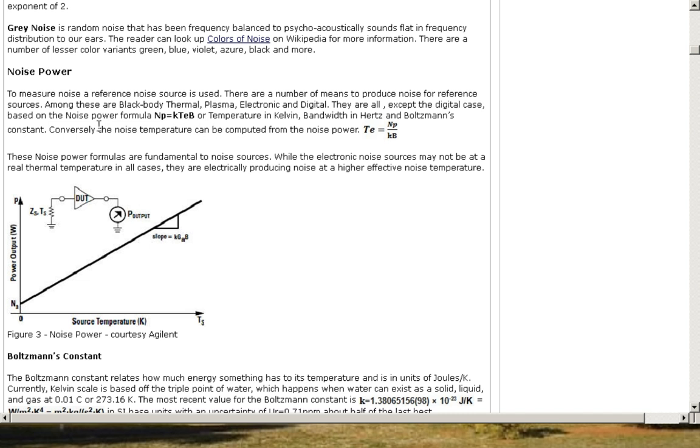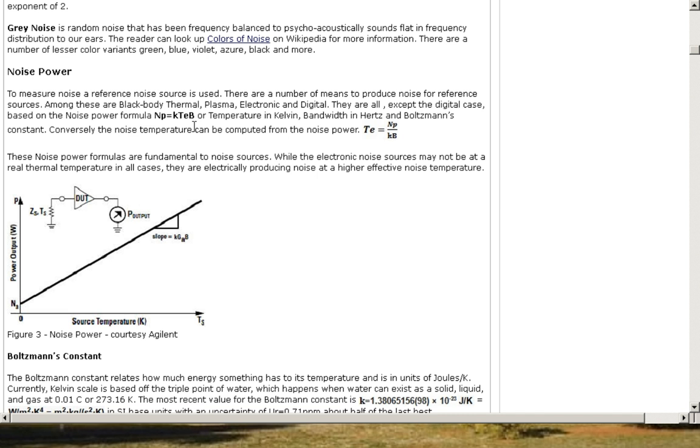To measure noises, a reference noise source is used. There are a number of means to produce noise for reference sources. Among these are black body, thermal, plasma, electronic, and digital. They are all, except the digital, based on the noise power formula.